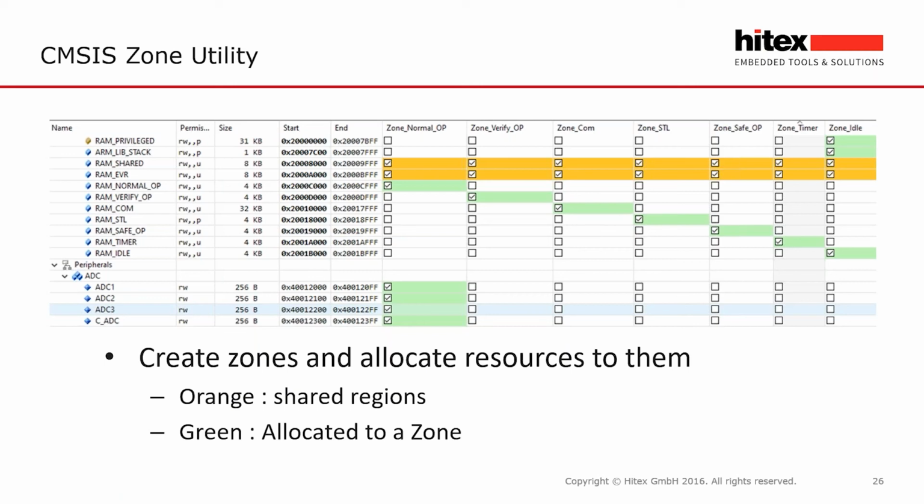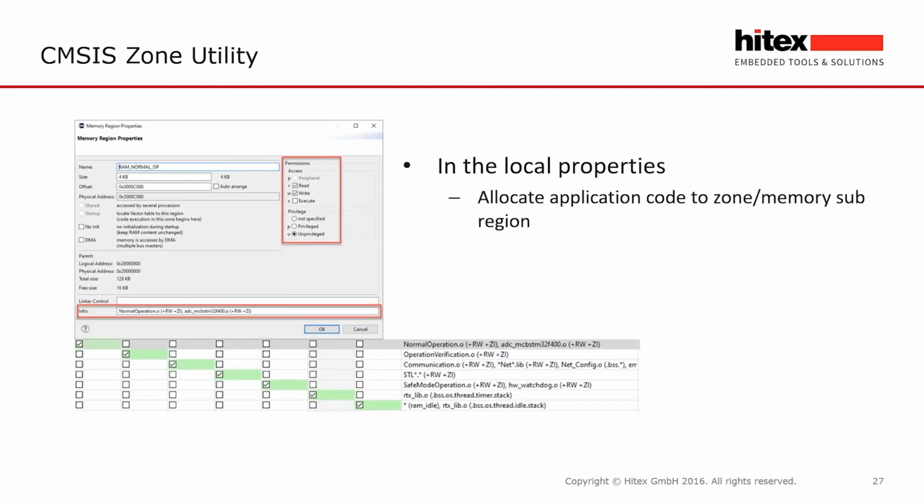So as well as RAM and flash, we can also allocate peripherals to a given zone as well. So once we've defined our memory layout and our zones, we can then allocate the different code modules into a specific memory region. This is a little less intuitive, so this is done through the local properties of the memory region and in the info box shown there. And we can also control the type of access that we have within this zone as well. So read, write, privileged, non-privileged, etc.